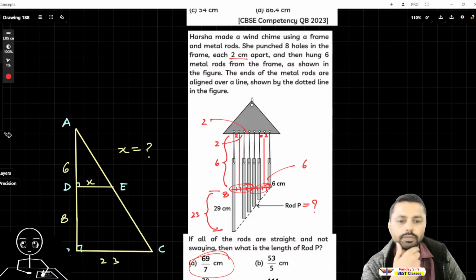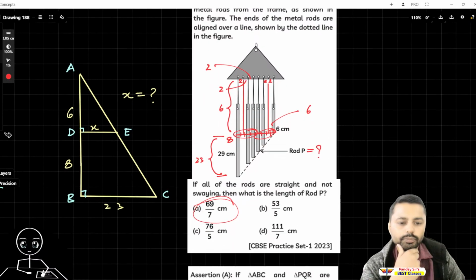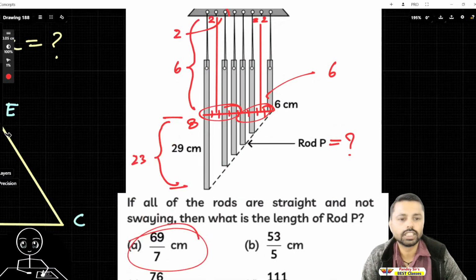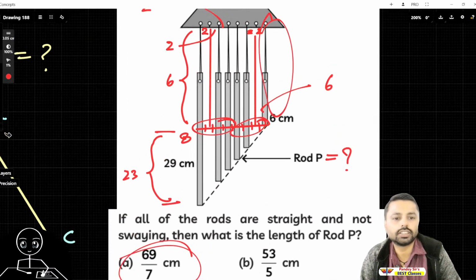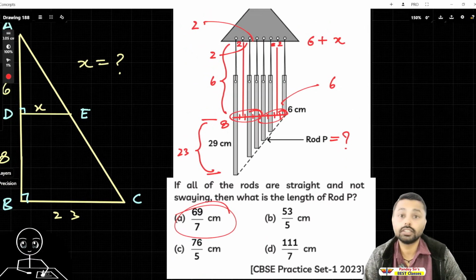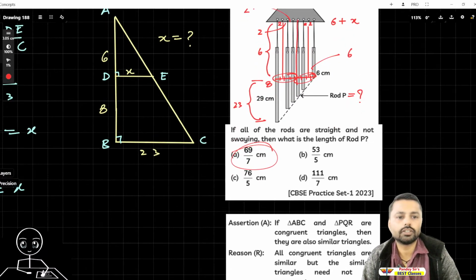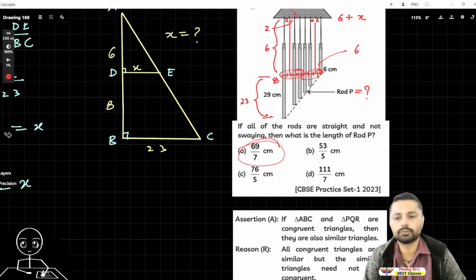Then hung 6 metal rods. He had punched 8 holes, 2 centimeter apart. Okay, fine. The ends of the metal rods are aligned. They have already given this is 6. What is this thing 6? This rod is 6. Okay, so P will be 6 plus x. That will be the value of P. That is the crucial part. This rod, its total length will be this 6 and plus this extra x also.